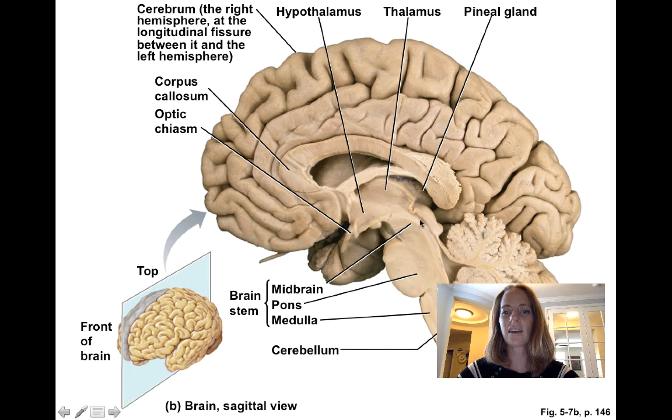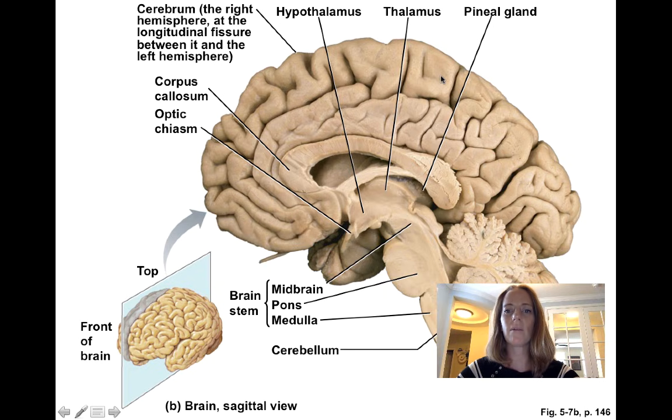Here would be the neck of the seahorse, belly, tail. Do you see how this all looks like a seahorse? Here, and then this region in the back, this sort of feathery looking structure, is the cerebellum. So the seahorse type structure are what we refer to as the lower areas of the brain.